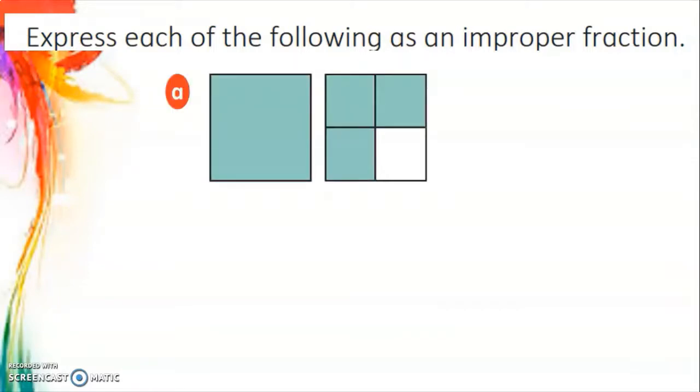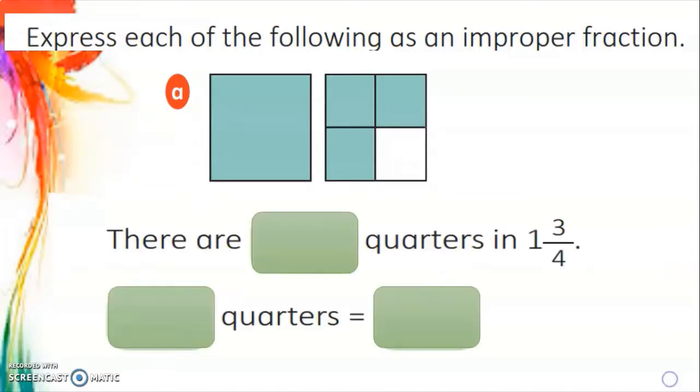Express each of the following as an improper fraction. What is the improper fraction of this? Okay, there are how many quarters? This is divided into quarters. It means 1 whole will be 4/4. So there are 4 quarters in 1 whole.